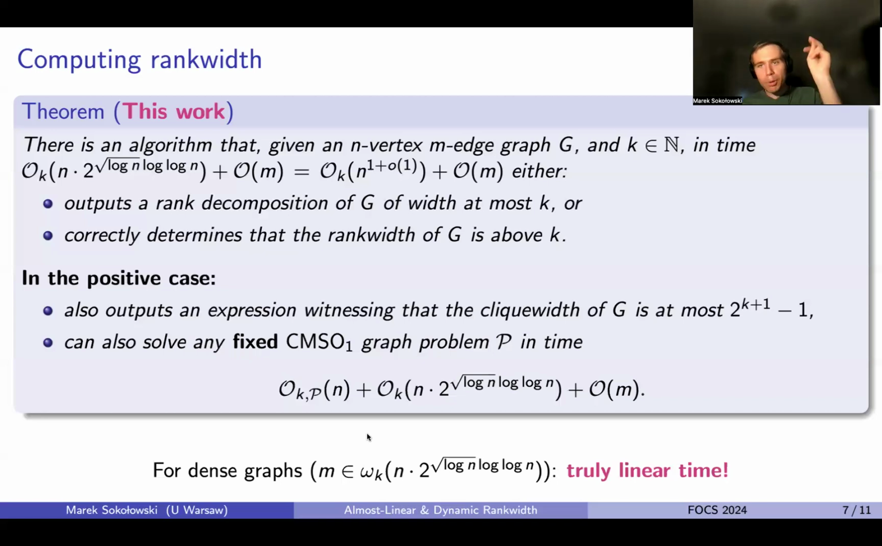Okay, so the important takeaway here is that if our input graph is sufficiently dense, as in the number of edges is larger than this funny expression, n times something subpolynomial in n, we actually get a truly linear time algorithm determining the width of a rank decomposition of this graph. So the only remaining thing is to show a linear time algorithm for the sparse case.